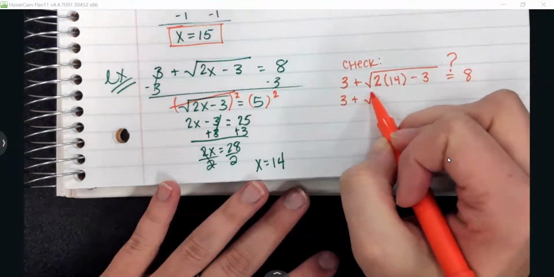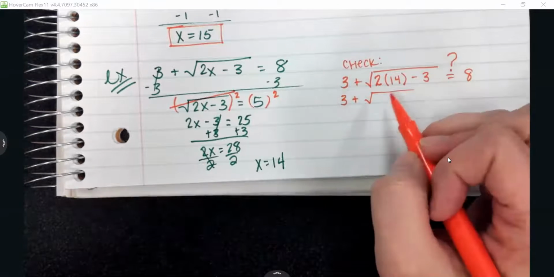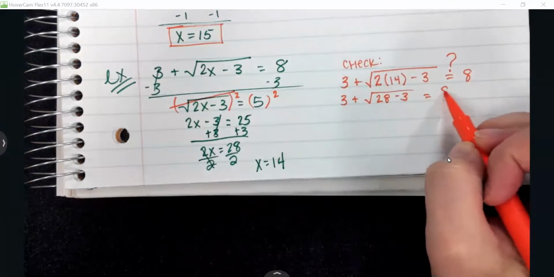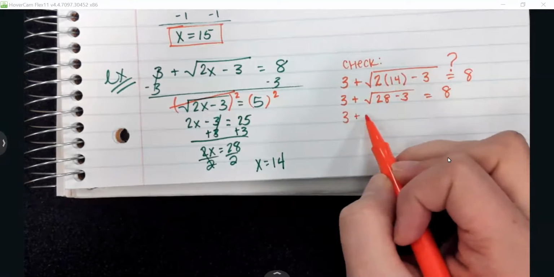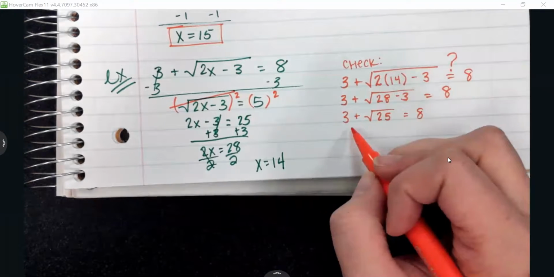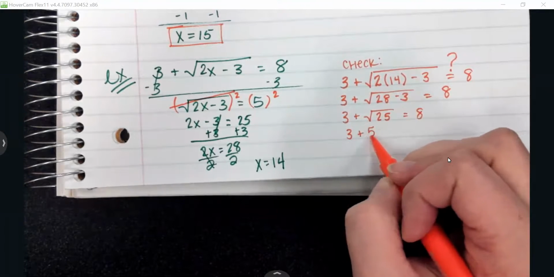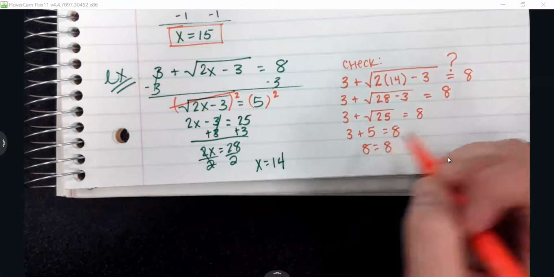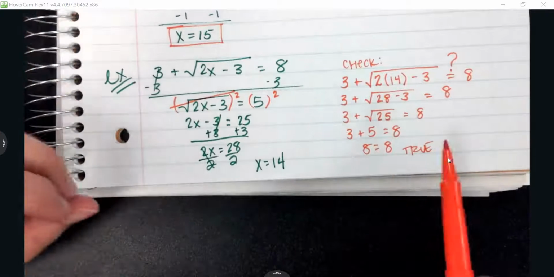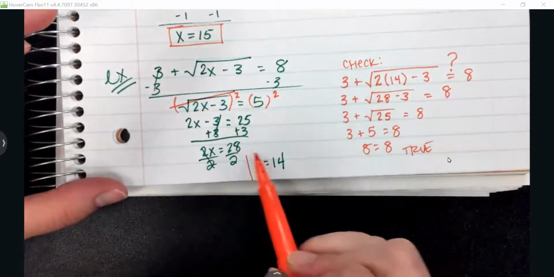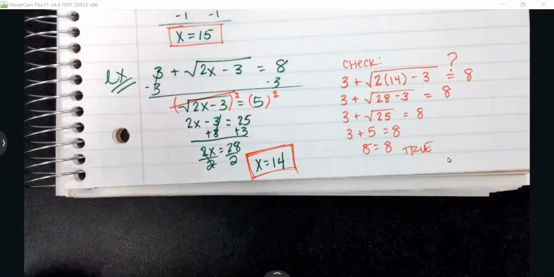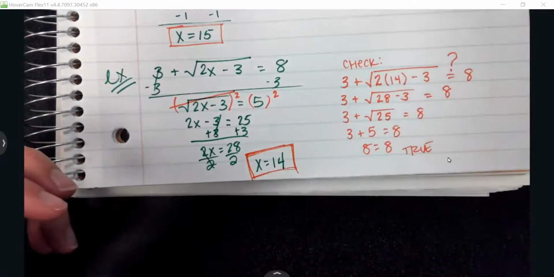So 3 plus square root. What is 2 times 14? 28. Very good. What is 28 minus 3? 25. What is the square root of 25? Very good. Does 8 equal 8? So yes, it's true. What is my solution? My solution is what x equals, okay? My solution is what x equals. Questions?